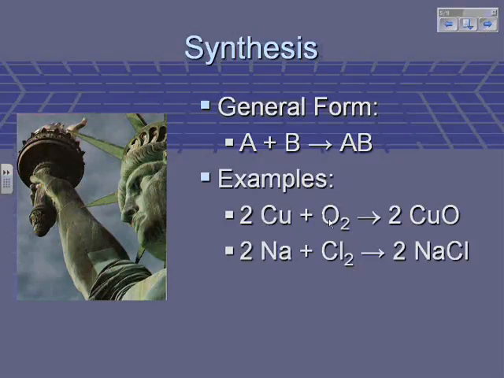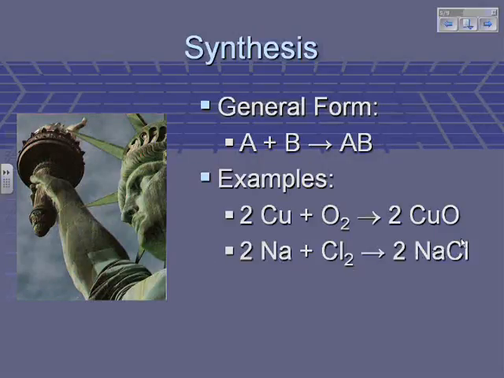Example, copper plus oxygen gives us copper oxide. This is why the Statue of Liberty is green. The Statue of Liberty is actually made out of copper. In its original form, it looked like a penny, but over time it reacts with the oxygen that's in the air, and it forms this other compound called copper oxide. Guess what color copper oxide is? It's green. That's why the Statue of Liberty is green. This also could be a combustion reaction, because if you look at one of our reactants, O2.